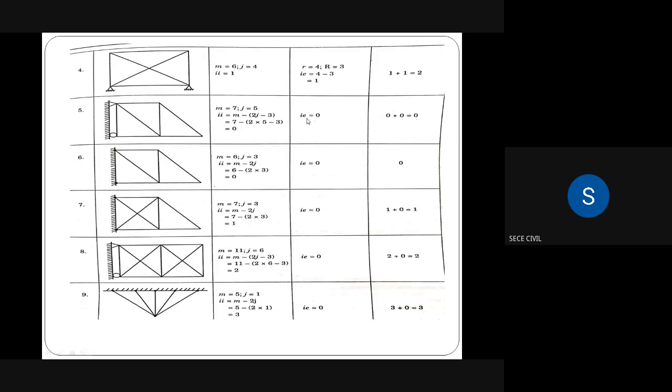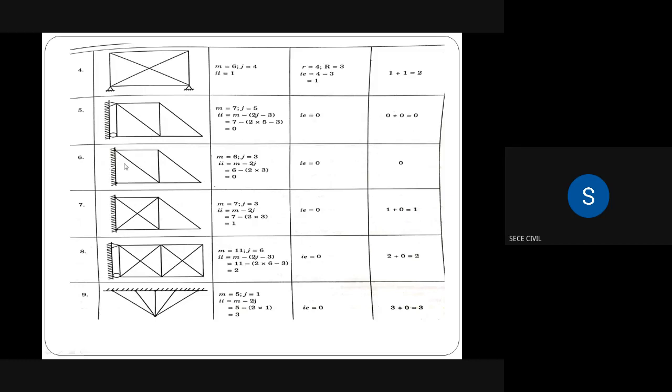Next we have to calculate external redundancy. External redundancy is small r minus capital R. Small r is the number of reactions in the given problem. This support is a hinge support. This one is the roller support. So hinge support means 2 reactions. Roller support means 1 reaction. So 2 plus 1, 3. So small r is equal to 3. Capital R is equal to number of equilibrium equations. That is also 3. So 3 minus 3, 0. So IE is equal to 0. So total degree of static indeterminacy is 0 plus 0 is equal to 0.